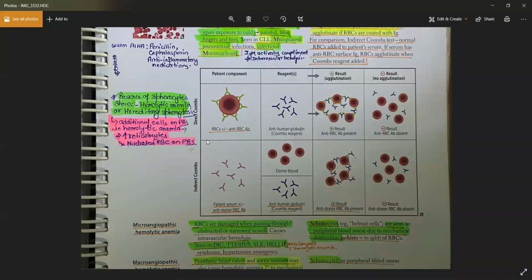Yes. Okay. So that's about the autoimmune hemolytic anemia. Any doubt? Any doubt? No. Okay.